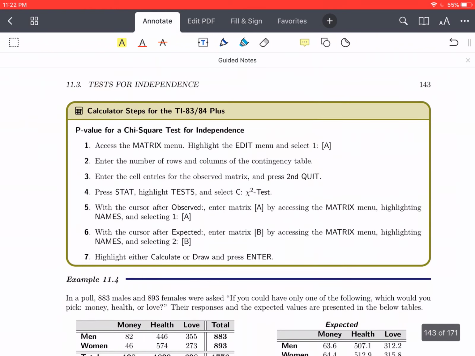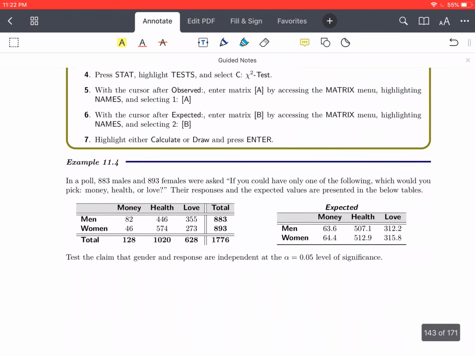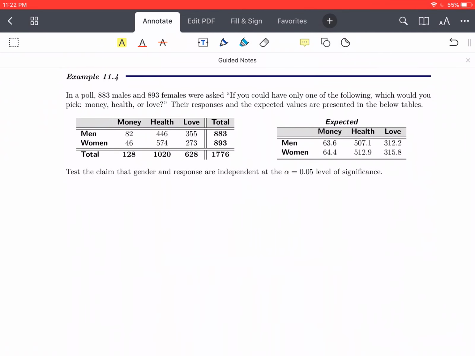Here's the calculator steps for doing this. Now let's go ahead and finish through this example. So we have our poll of 883 males, 893 females, and they're asked which would they pick, money, health, or love. We have their responses here. We have our table of expected frequencies here. And we want to test the claim that gender and response are independent at the 0.05 level of significance.